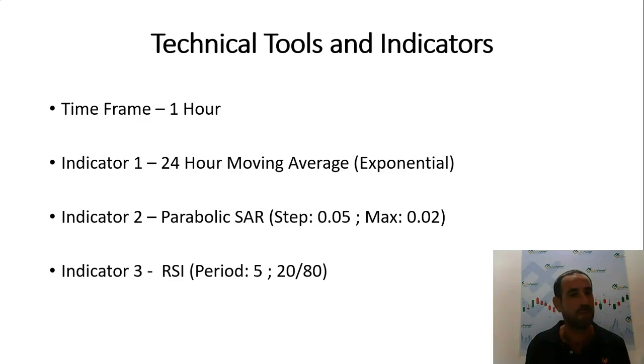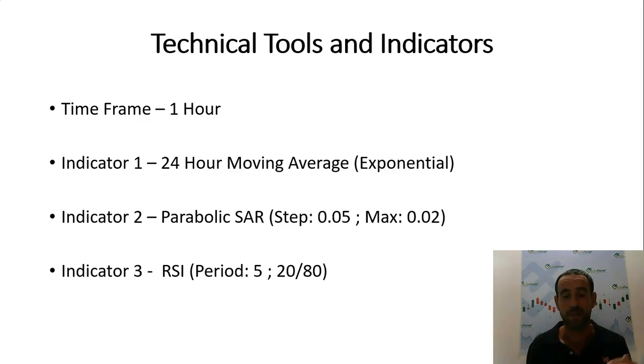The first, a moving average. We're going to set the moving average at 24, right? So it's going to be a 24-hour moving average. Now, 24 because we have 24 hours in a trading day, right? Simple and easy to remember. We also want to make sure that the moving average is exponential, and that's simple.